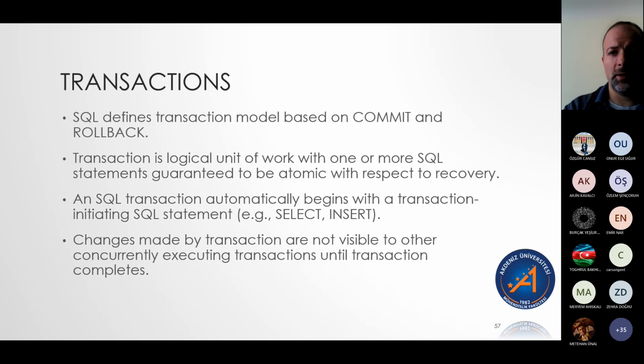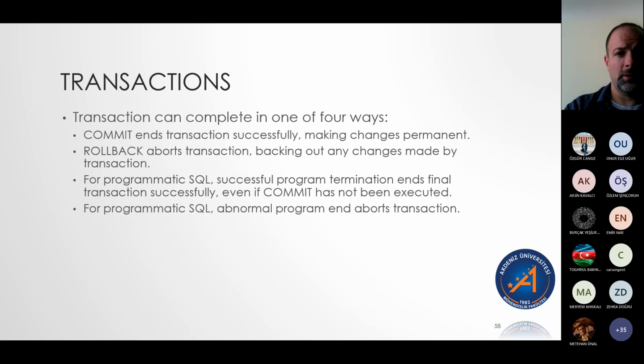Okay. So some different completion options for a transaction. A commit ends the transaction successfully, making all the changes permanent. A rollback aborts the transaction, backing out any changes. Program termination can basically end the transaction successfully and kind of make a commit happen. All right. Abnormal program end aborts the transaction.